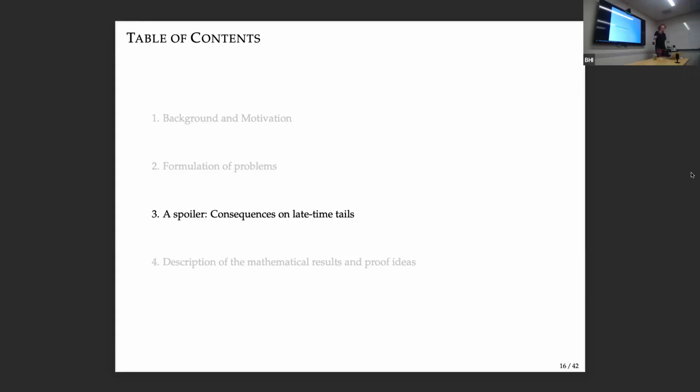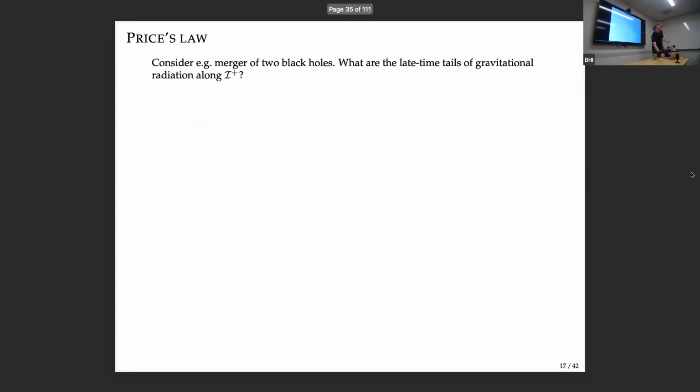But some of you might say I don't care so much about epistemology. For those of you, I have this little section, consequences on late time tails, where I'm claiming that some of these things might actually be measurable. So consider a process like the merger of two black holes. You may ask, what if we eventually have much higher accuracy and precision in our measurements? Can we measure how the gravitational signals will decay at very late times?